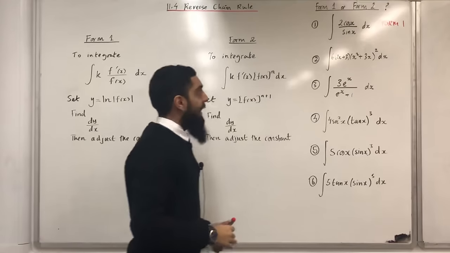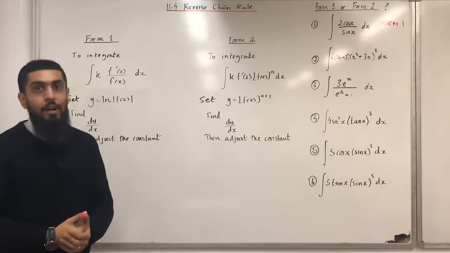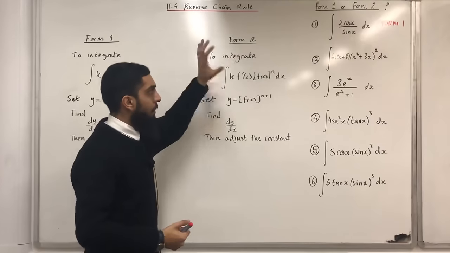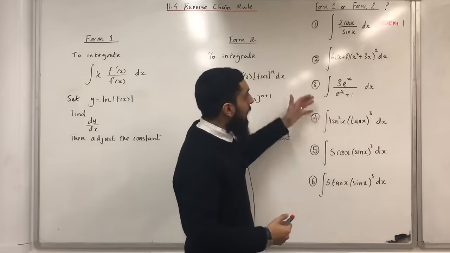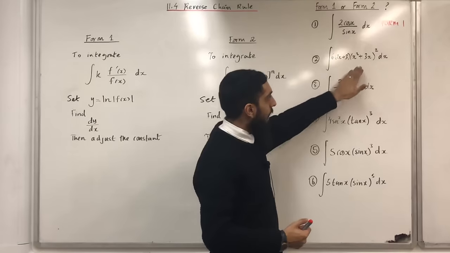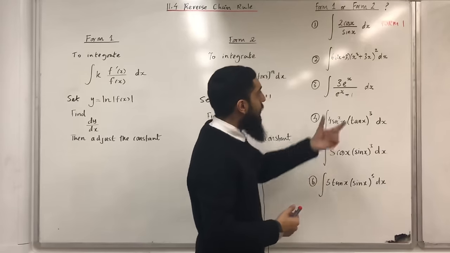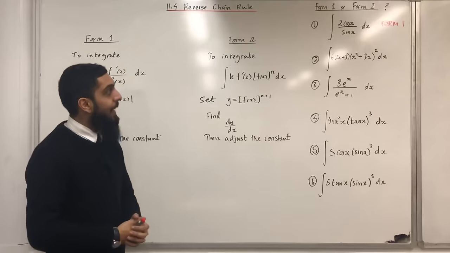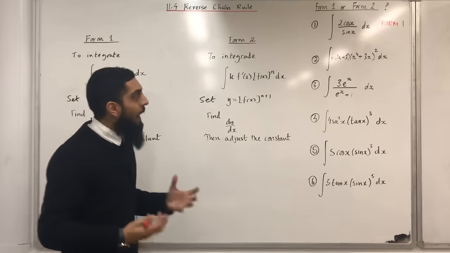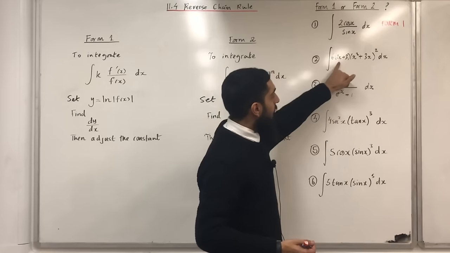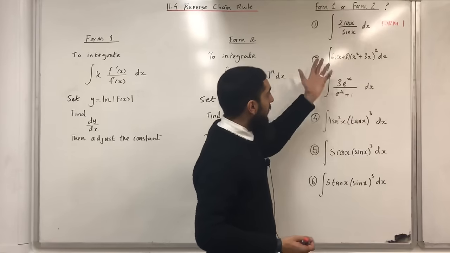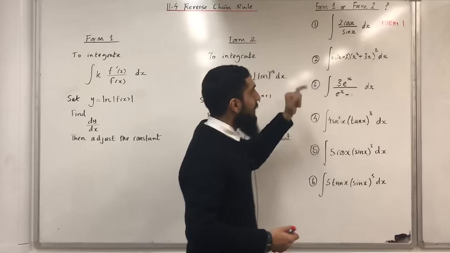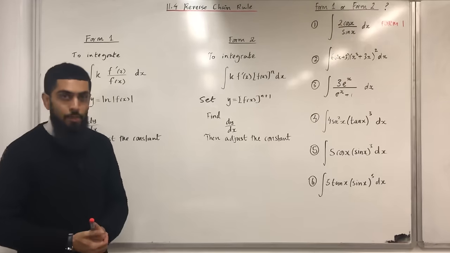Let's have a look at the second integral. We don't have a fraction, so I can eliminate Form 1. I can go on to Form 2. Inside the integral, I've got x squared plus 3x in brackets to the power 2. I'm going to differentiate x squared plus 3x with respect to x. If I do this, I get 2x plus 3. So what I have is f dash in front of f. And in this particular case, the k is 6. Therefore, the second integral follows Form 2.